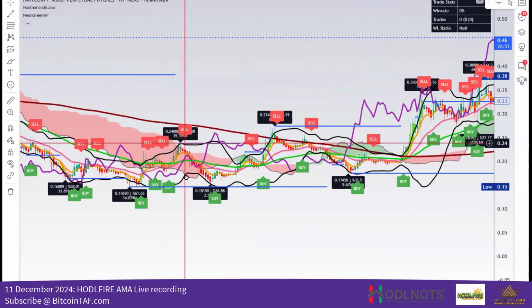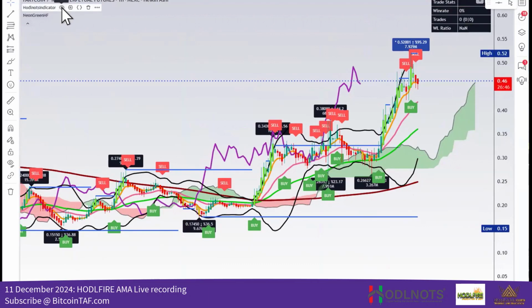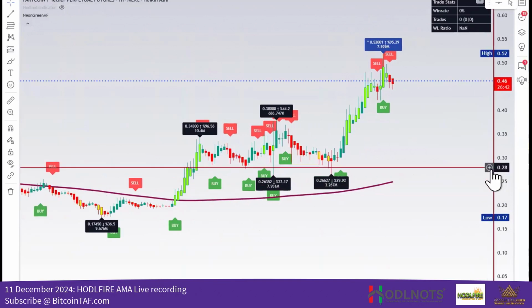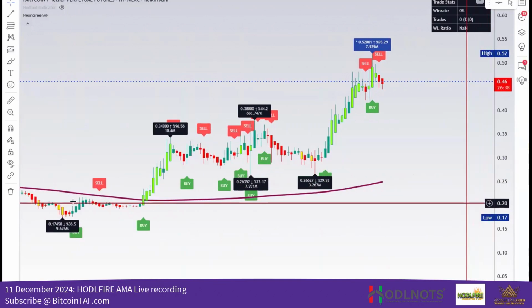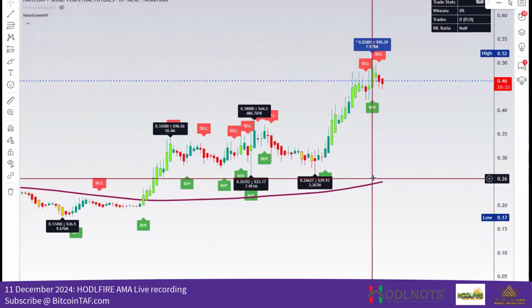So I've taken off my indicators, and I'm going to take off one of the indicators that we teach on the course, which is the HODLNOTS indicator. I'm going to hide that. This is what you're going to get with the HODLFIRE. This is all built in, and we have upgraded it. It now has the 200 trend line in it, and we find it essential.